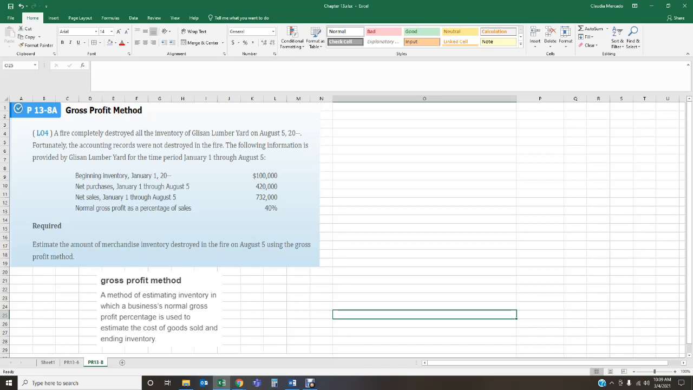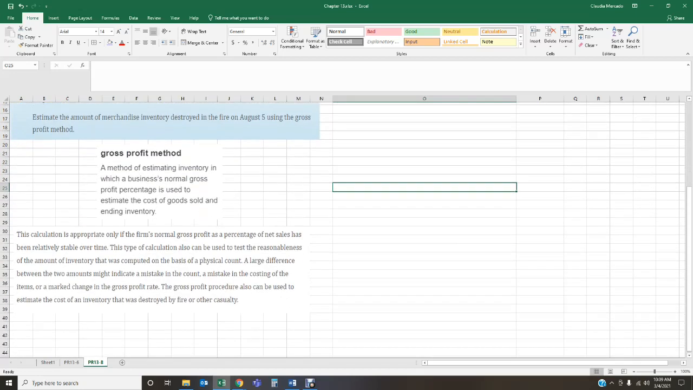They are giving you the beginning inventory as of January the 1st of $100,000. They're giving you net purchases during the period of January 1st through August the 5th of $420,000. We had net sales from January the 1st through August the 5th of $732,000, and the normal gross profit as a percentage of sales was 40%. Using this information, we have to estimate the amount of merchandise inventory destroyed in the fire on August the 5th using the gross profit method.